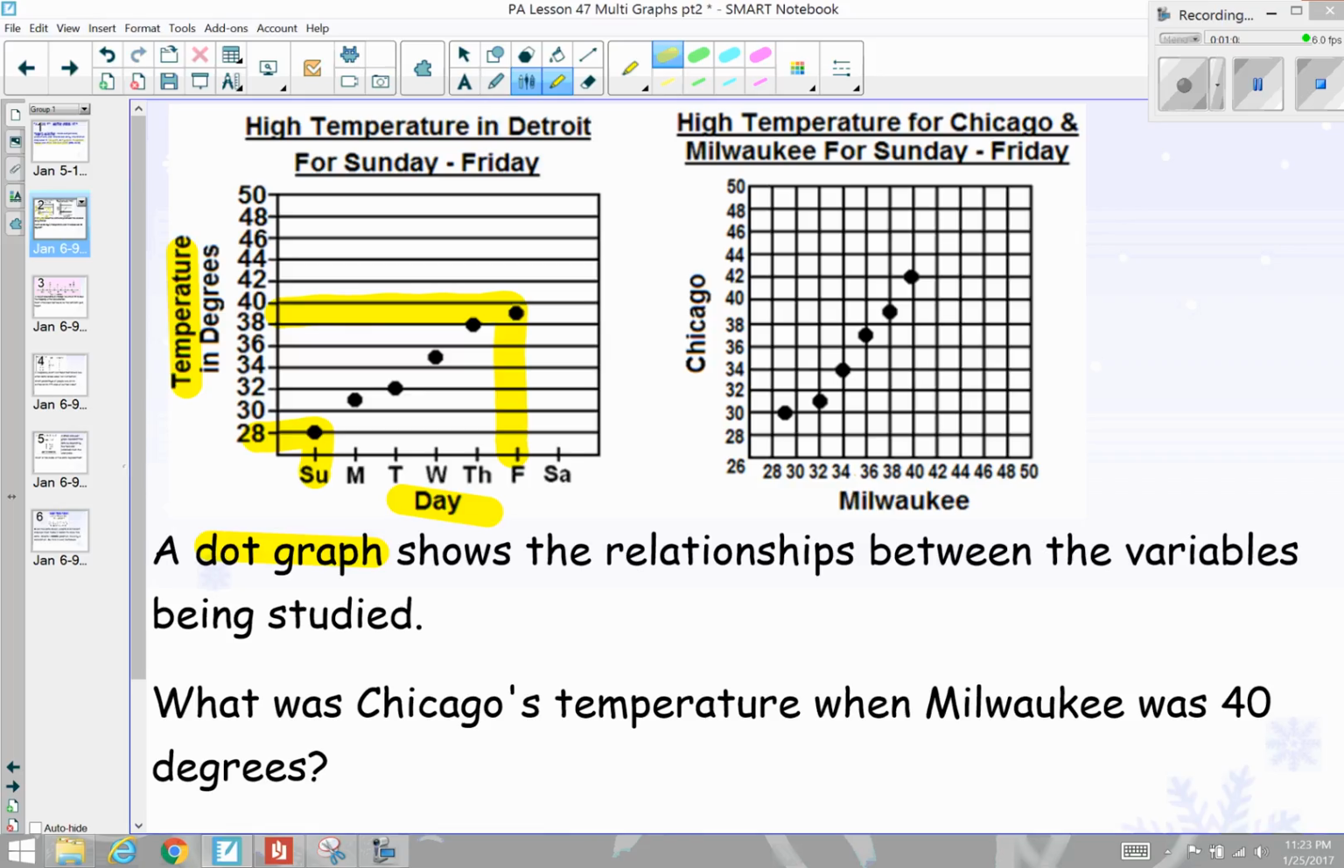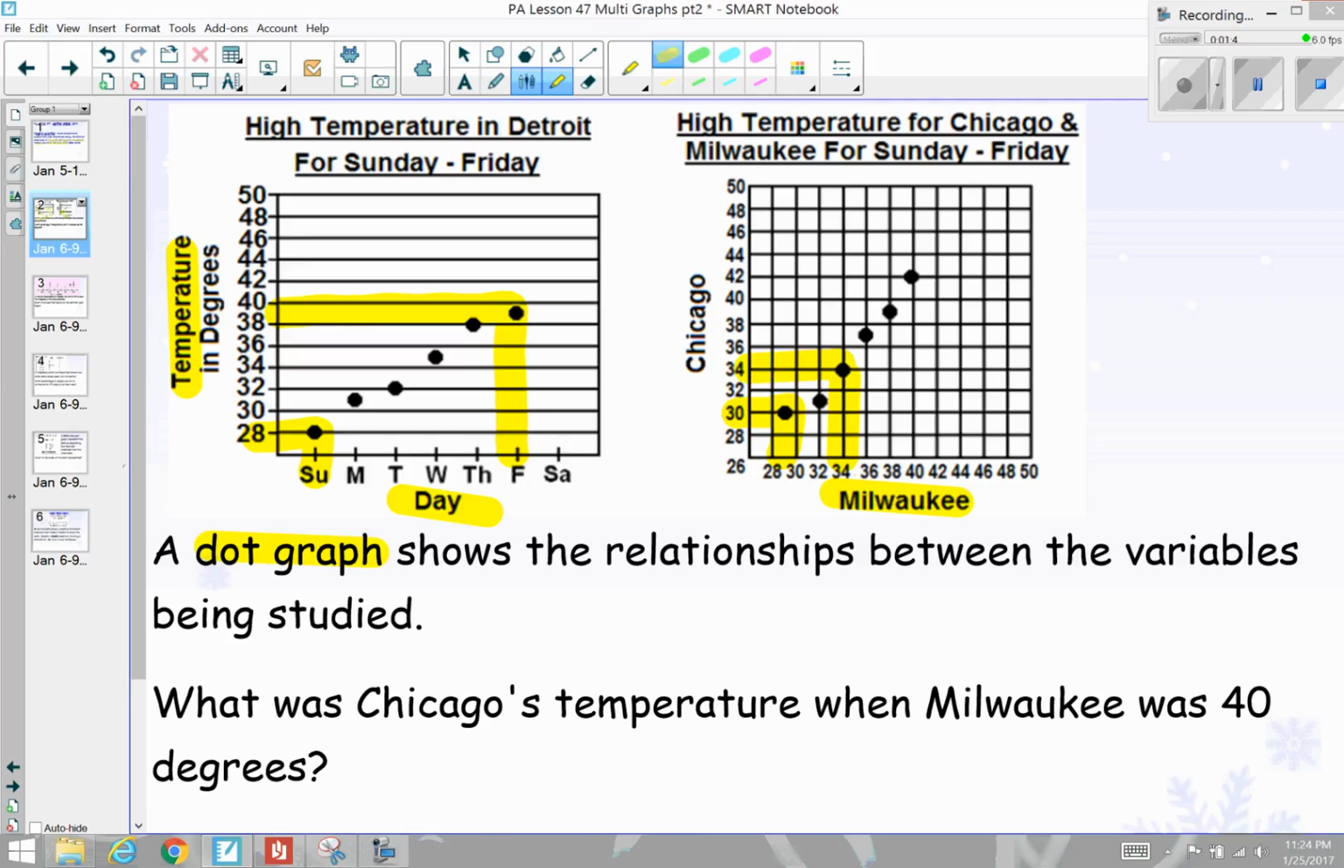On our second one, we're talking about high temperatures for Chicago and Milwaukee on different days. For this one, when it was 29 degrees in Milwaukee, we can go up to 29, and when we follow it over, we see that it's 30 degrees in Chicago. Just like if we said it was 34 degrees in Milwaukee, I'm going to go up to 34 on that line, and look at that, it's 34 degrees in Chicago as well.